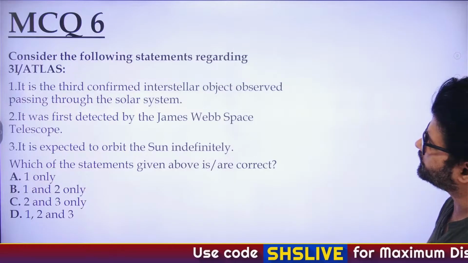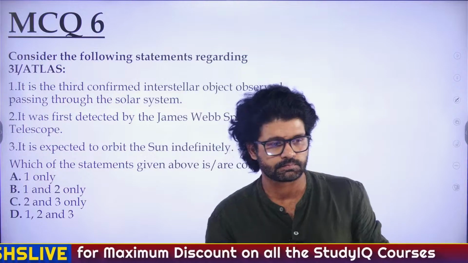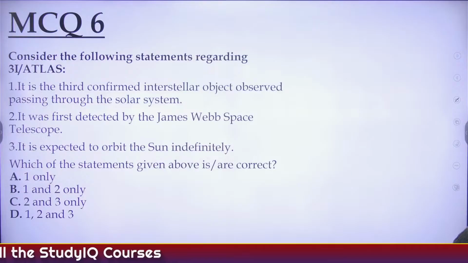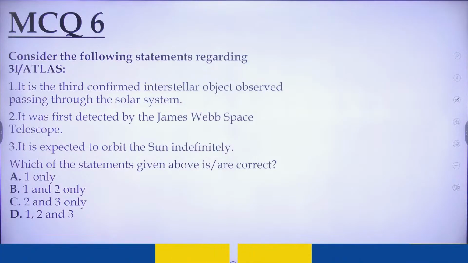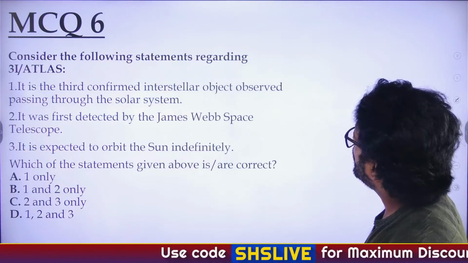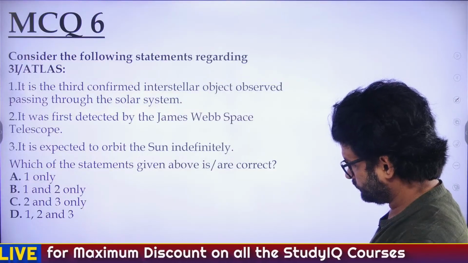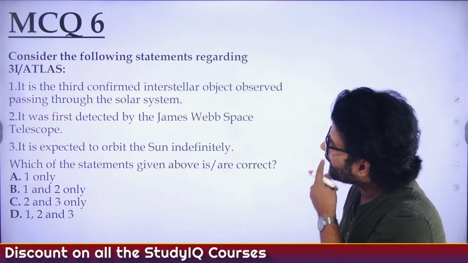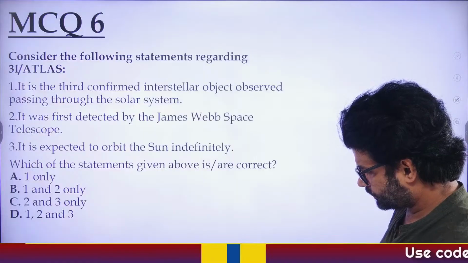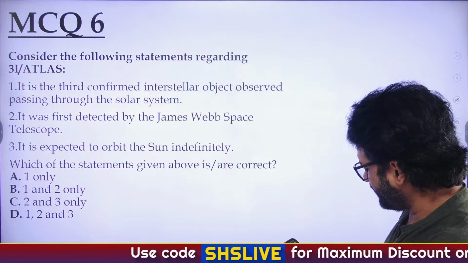Now let's solve some questions. Consider the following statements regarding 3I Atlas. One: it is the third confirmed interstellar object observed passing through the solar system. Two: it was first detected by the James Webb Space Telescope. Three: it is expected to orbit the sun indefinitely.